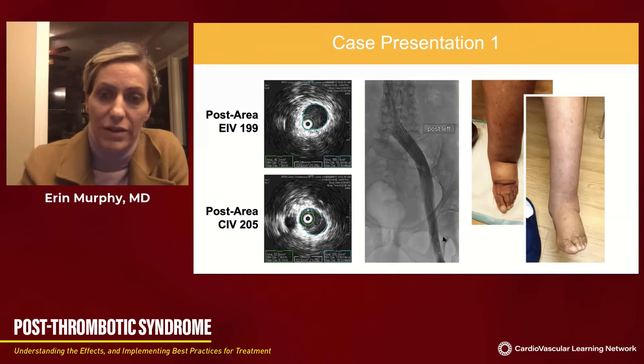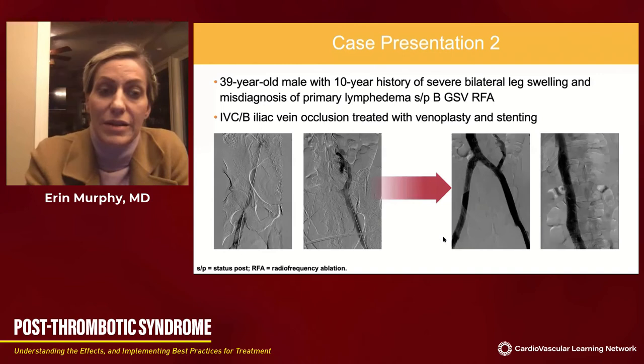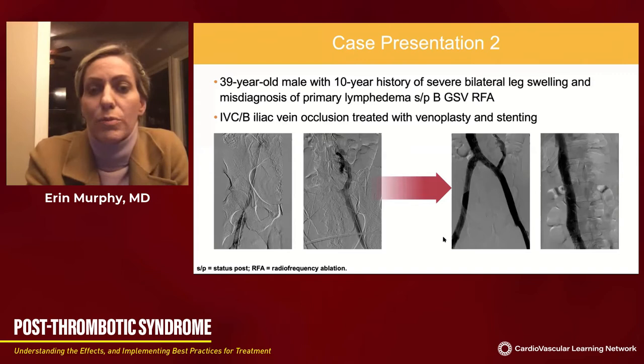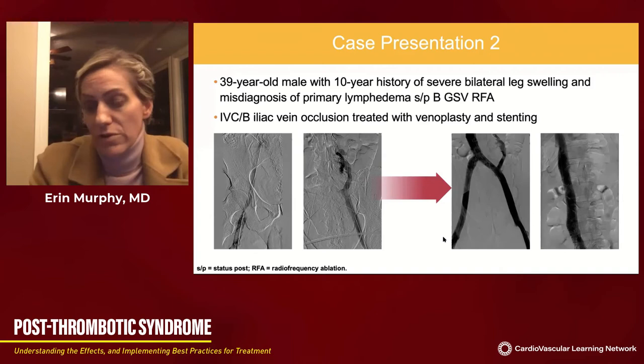This is a patient, a 39-year-old male, who is actually nearing disability, who had been diagnosed with bilateral primary lymphedema. He, of course, had undergone bilateral greater saphenous vein ablations with no help. And literally, while applying for disability, he got a DVT in his left leg below what we found to be a chronic occlusion up to the level of the symptomatic veins that had never been diagnosed. And afterwards, he's pretty much symptom-free. We just treated his varicose veins last year as his only remaining symptom.